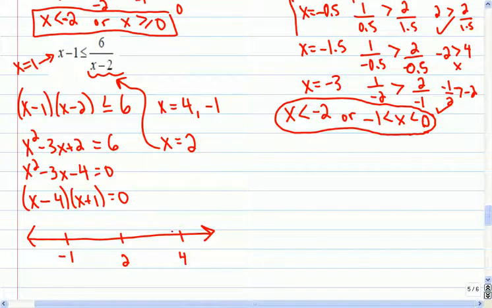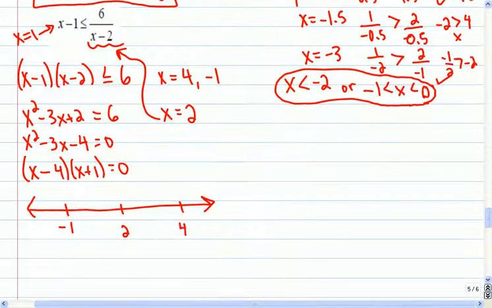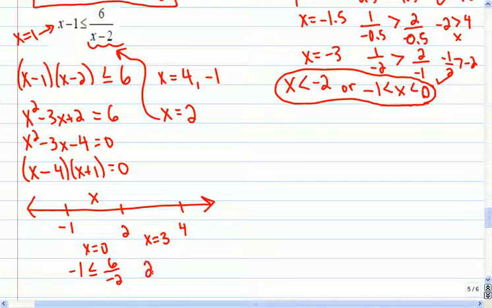And if we check some of the values, for example, there's a good one. Let's put in x equals 0. Then that means is negative 1 less than or equal to 6 over negative 2? Negative 1 is not less than negative 3, so this is not one of the places I'd like to find a solution. If I put in, say, x equals 3, is 2 less than or equal to 6 over 1? Yes, 2 is definitely less than 6.